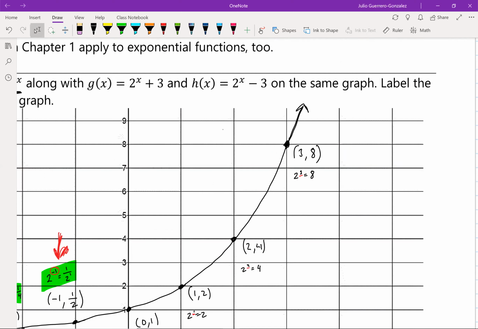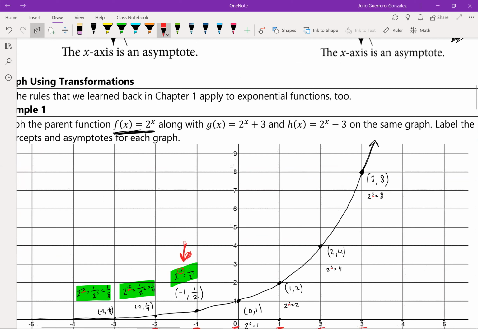Now what I want to move on to is the other two. What do you guys think this one is? What do you think that +3 will do? They're going to shift all the points up 3. It'll shift up 3, exactly. Does that make sense?